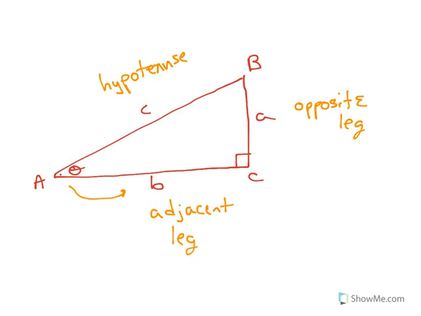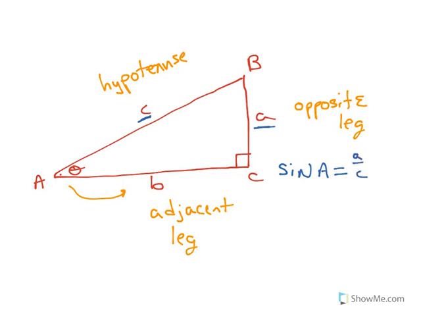And then there's going to be three different comparisons we can make. We can make the sine comparison. So we'll say the sine ratio of angle A is defined as being opposite versus hypotenuse. So it's going to be the opposite leg versus hypotenuse. So we'll call that A to C.